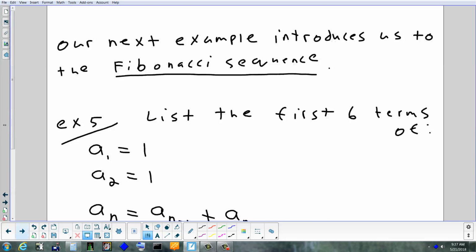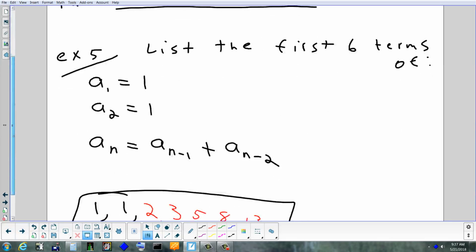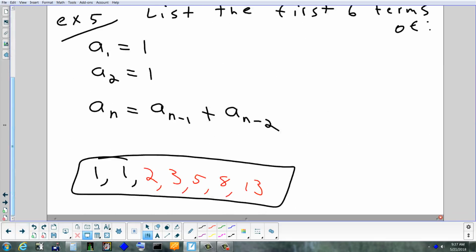Unfortunately, that only works for an arithmetic sequence. Like, this is not arithmetic. 1 minus 1 is 0. 2 minus 1 is 1. 8 minus 5 is 3. That formula is not going to work for this because there is no common difference.